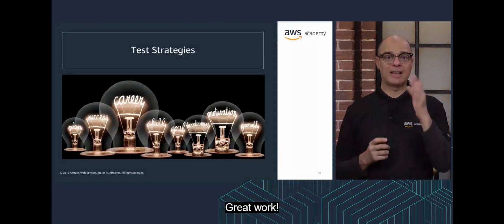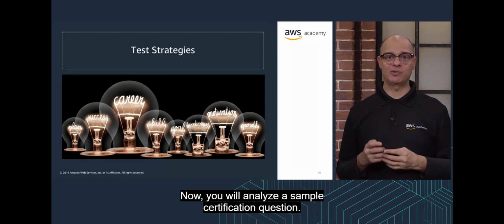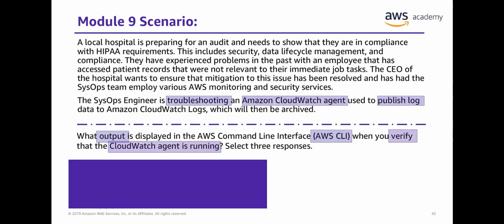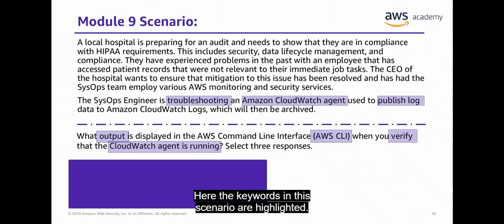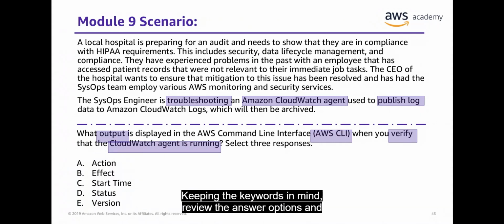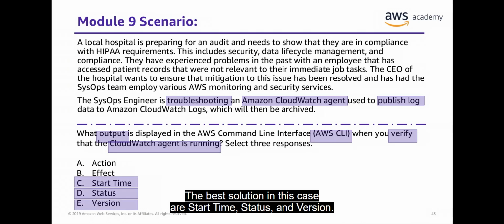Great work! Now you will analyze a sample certification question. Review the sample scenario and find any keywords that will help you identify the correct answer. Here, the keywords in this scenario are highlighted. You can now consider the answer options. Keeping the keywords in mind, review the answer options and try to rule them out based on the highlighted keywords. The best solution in this case is start time, status, and version.